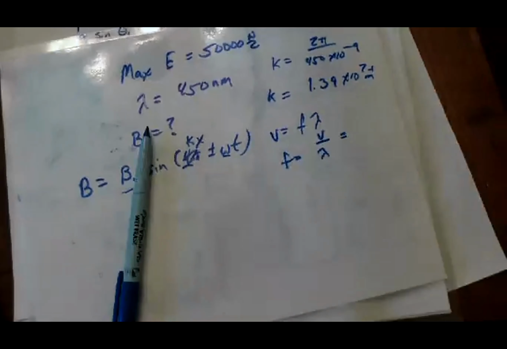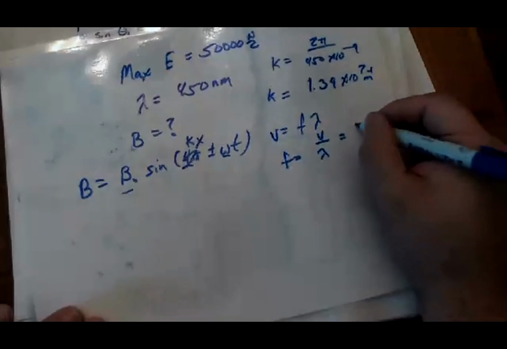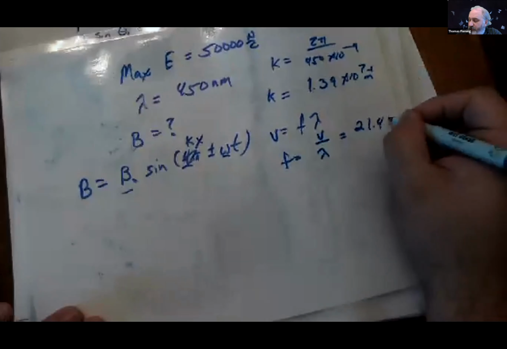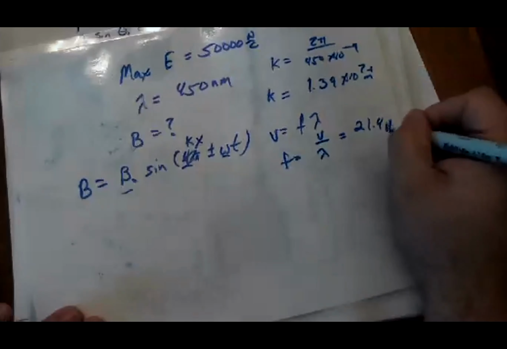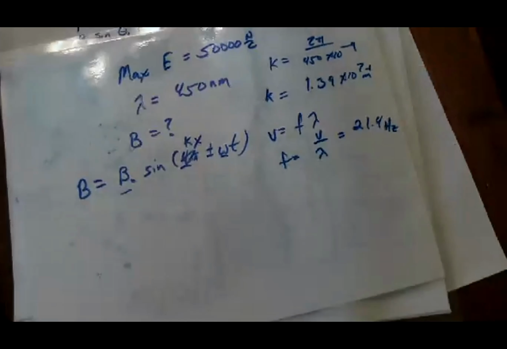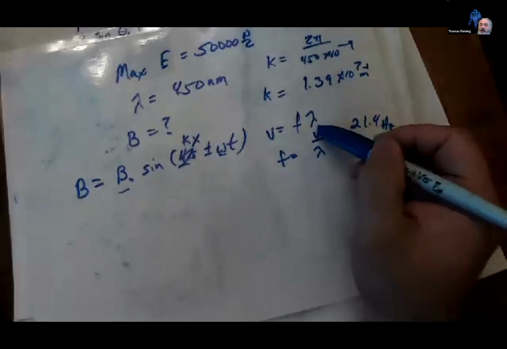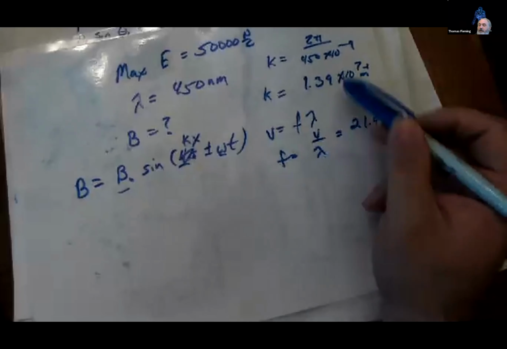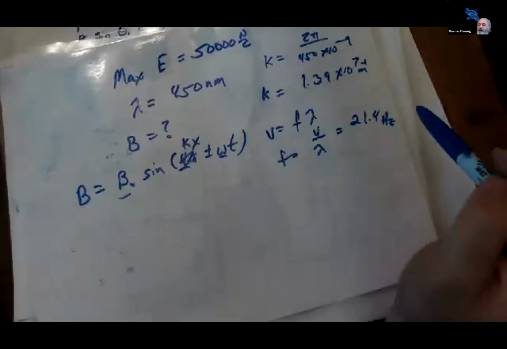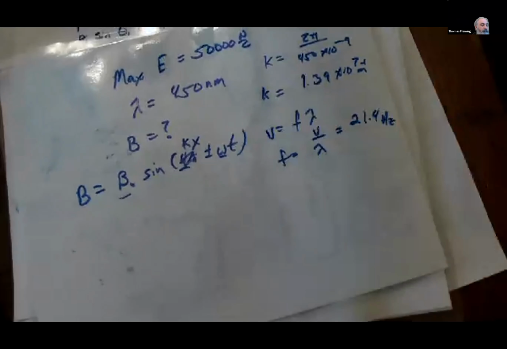Is V a constant? Yes, it's the velocity, right? But what's the velocity of light? 2.99 times 10 to the 9th. 10 to the 8th, but yes. Oh, 8. Okay, 8. Yeah, piece of cake. So that's how I was able to figure this out. I took 3.99 times 10 to the 8th divided by the 450 times 10 to the minus 9, and I get 21.4 hertz. Right.